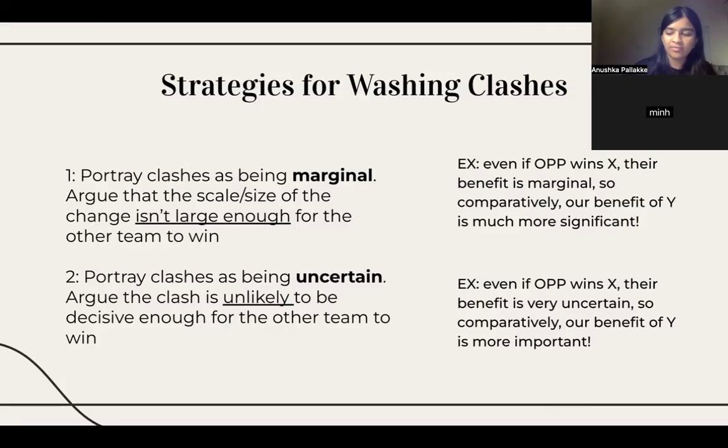So this would be what I said before, just weighing the arguments against each other and looking at, okay, if opposition won this argument, but its magnitude is so low that it doesn't even matter in the grand scheme of things.